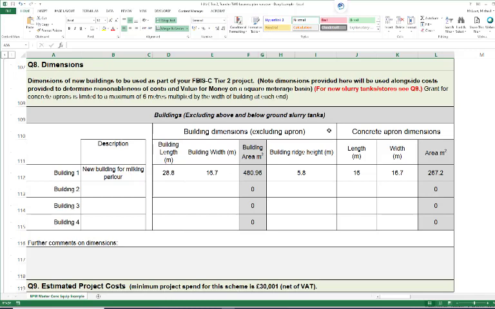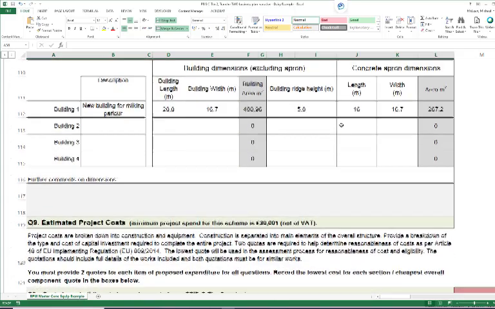In this section, please provide details on the external dimensions of the buildings in metres that you intend to construct as part of your project. If you're seeking funding for more than one building, then the external dimensions to one decimal place for each building are required, and you'll see how we can scroll across for that. You'll notice as you complete these dimensions that the columns highlighted in grey will work out the values automatically, so there's no need to calculate them manually.